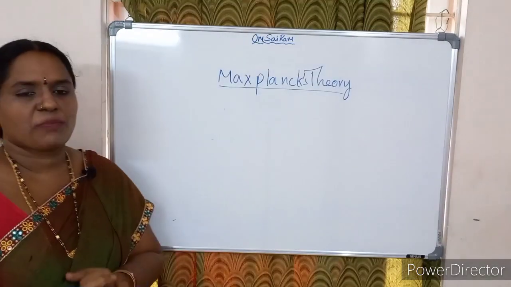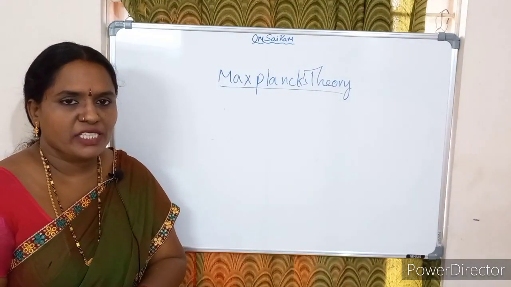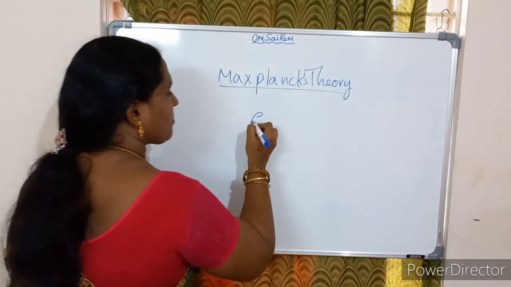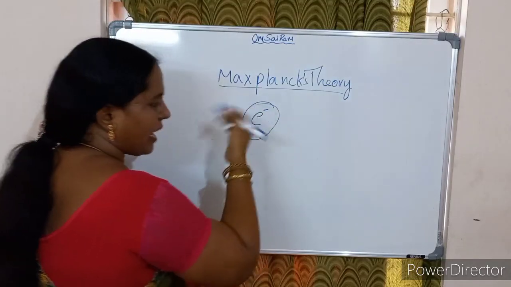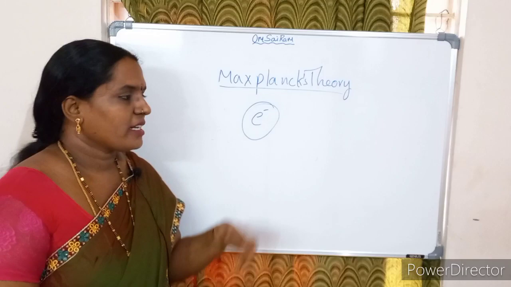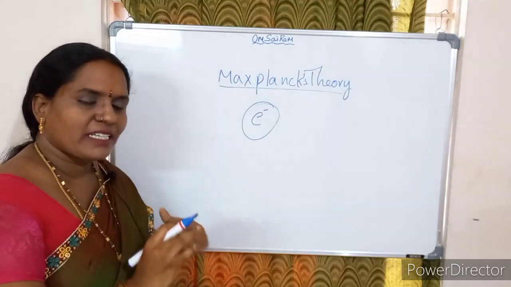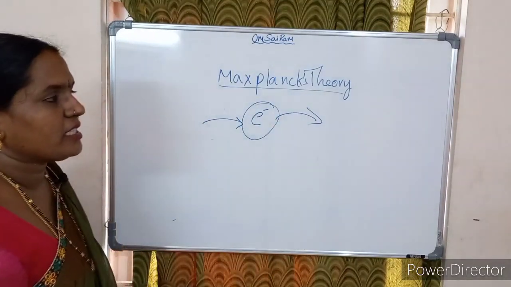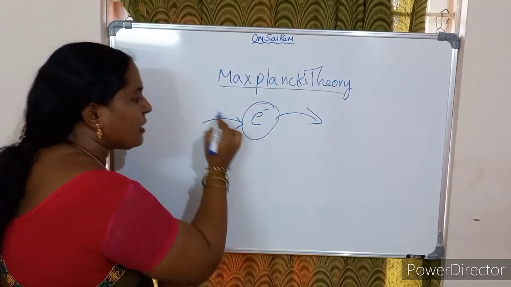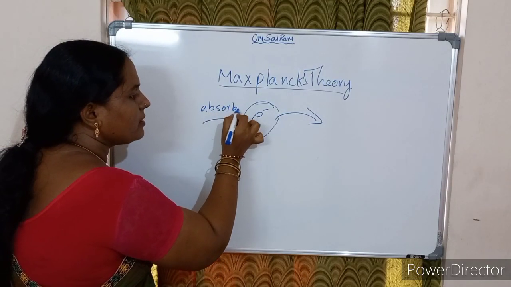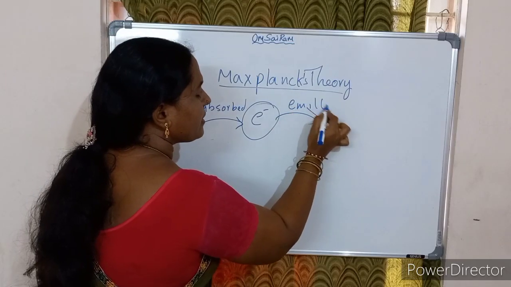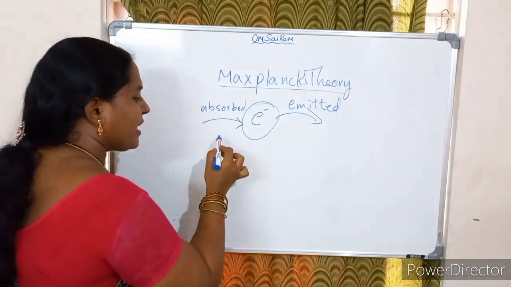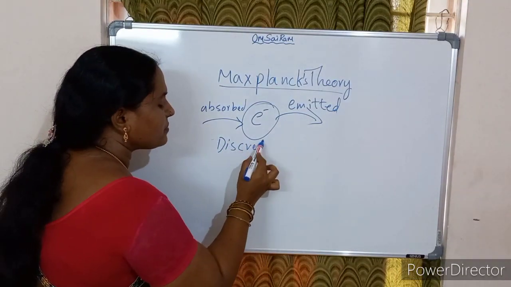According to Max Planck's theory, the emission or absorption of energy is not continuous. We are supplying energy to the electrons, to the elements. The electrons absorb the energy and get excited, and they emit the energy. The energy absorbed or emitted is not continuous; it is in discrete form.